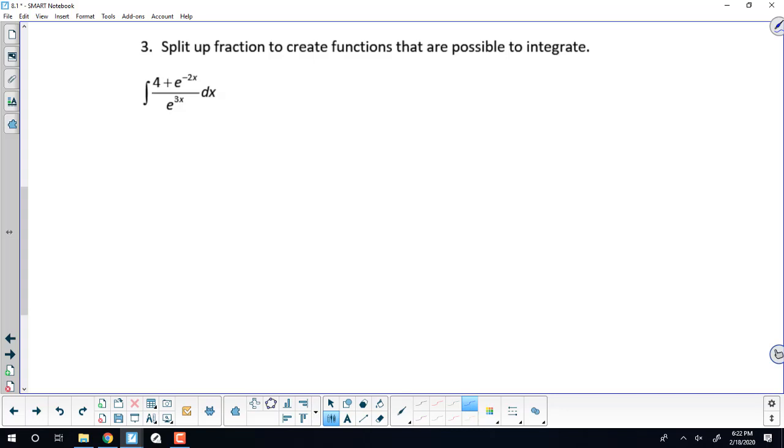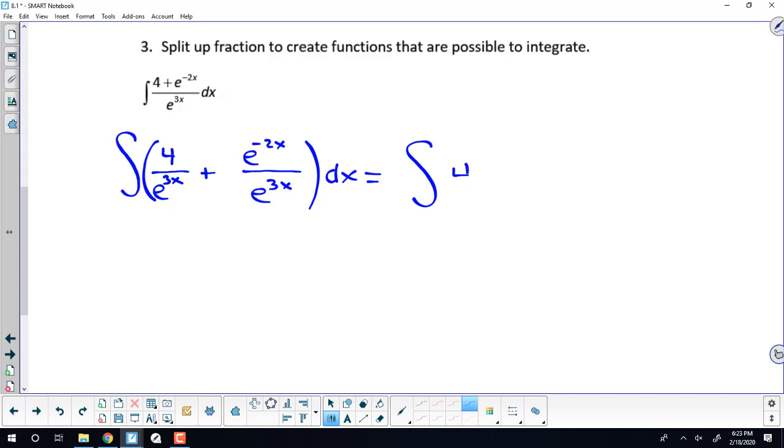We've got some things added, divided by a single thing. So when we split these two up, you're basically splitting it up into more manageable pieces when you can. So like this plus this over this. And then you just want to simplify what you have. So we're going to simplify this. That's 4 times e to the negative 3x plus e to the negative 5x.